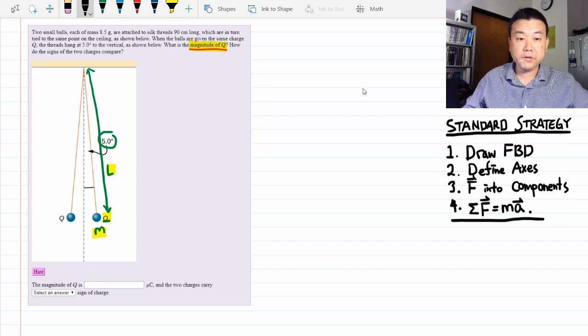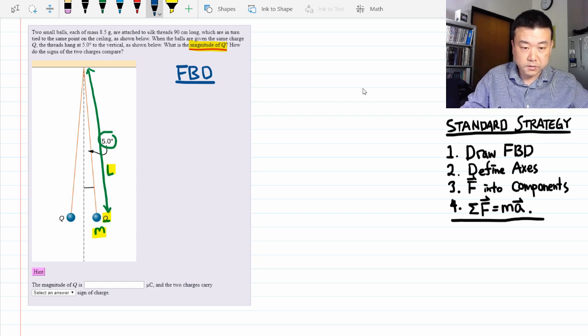So let me start out with step 1, drawing the free body diagram. I'm going to pick one of the 2 charges to draw the force diagram of, let me pick the charge on the right. I try to keep my free body diagrams as simple as possible. So most objects get represented with a dot. And my job for the next couple minutes is to draw all the forces on this dot.